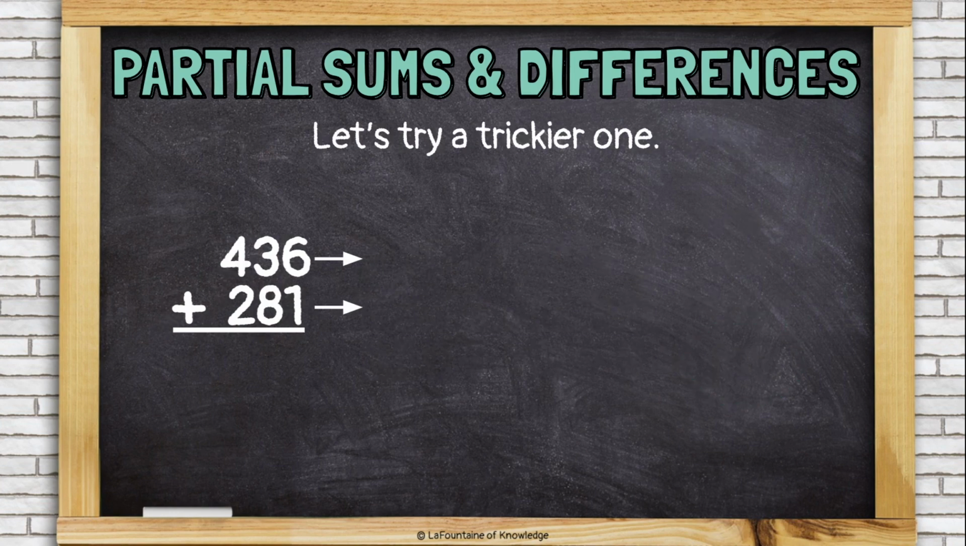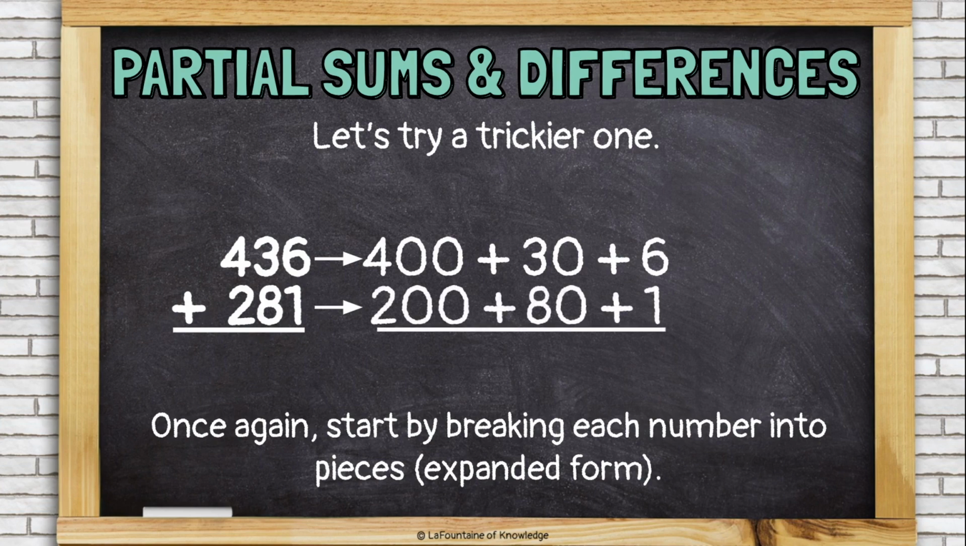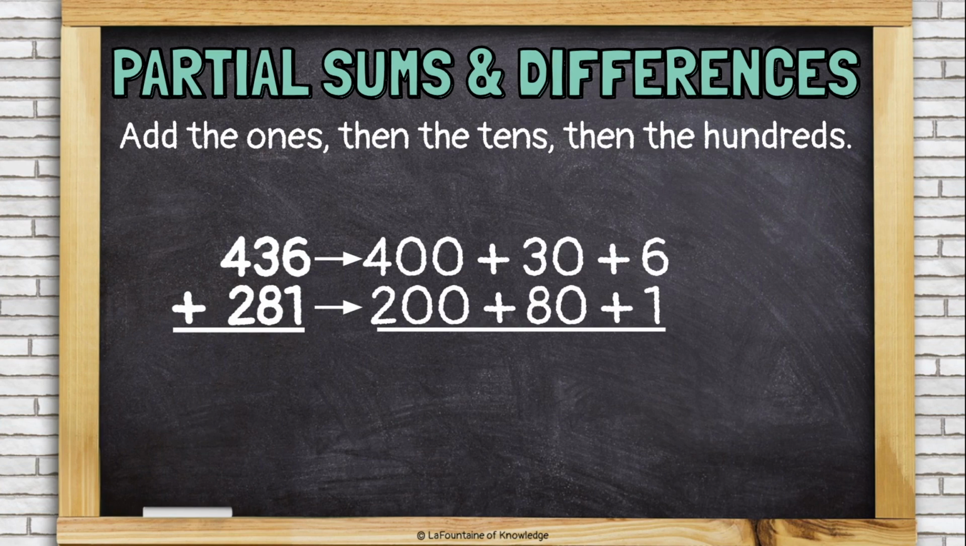Let's try a trickier one. Once again, start by breaking each number into pieces using expanded form. 436 becomes 400 plus 30 plus 6. 281 becomes 200 plus 80 plus 1. Now I'll add the pieces together, ones first, and then tens, and then hundreds. 6 plus 1 is 7. 30 plus 80 is 110.